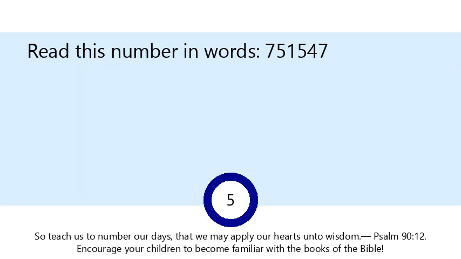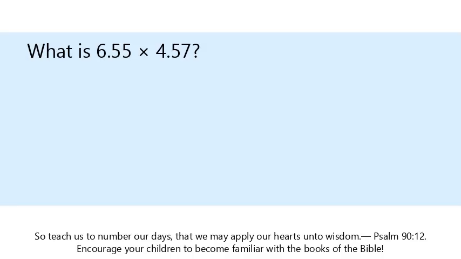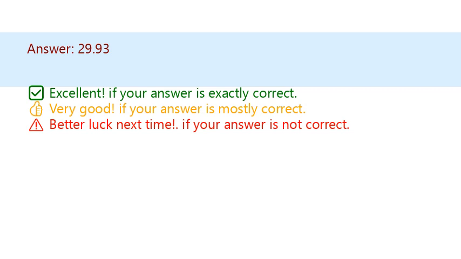Read this number in words, 751547. Answer, in words, 751547. What is 6.55 times 4.57? Answer, 29.93.